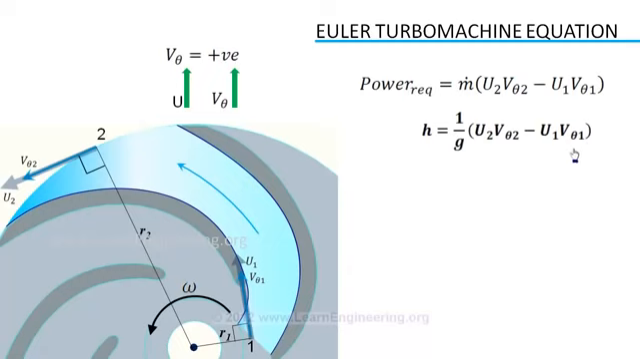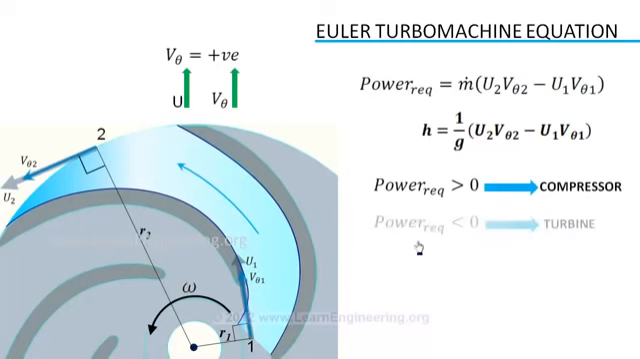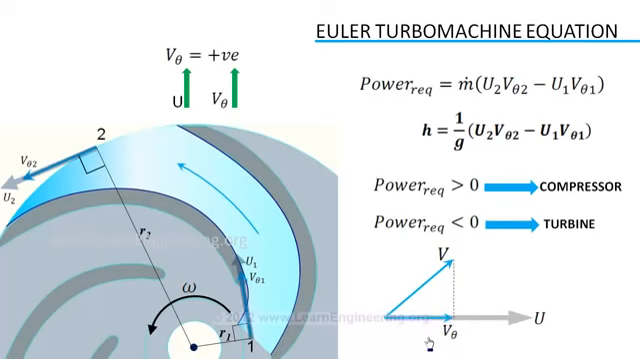If power required by the fluid is positive, it means fluid is absorbing energy, or the device is acting as a compressor. Otherwise, fluid is losing energy, so the device acts as a turbine. V theta more precisely means component of fluid velocity which is parallel to blade velocity. But determination of fluid velocity is a tricky affair in turbo machinery, since we are dealing with rotating components. For this purpose, we should understand the concept of velocity triangles.